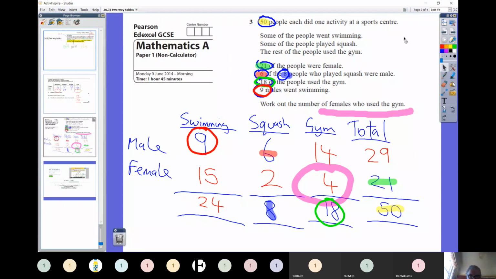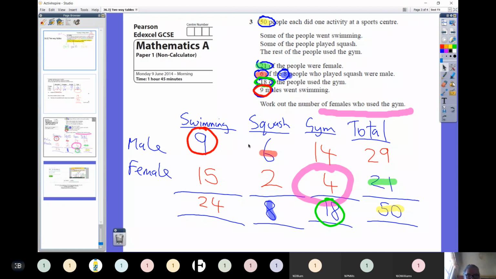So what you guys need to do is spot when a two-way table might be a useful tool to use. What you're looking out for is where you've got information that can be filled in a grid. So for example, you've got males and females going down one side, and you've got swimming, squash and gym going across the top, or it might be French, Spanish and English. So when you get information that you can picture forming a nice grid, using a two-way table is the way to go.